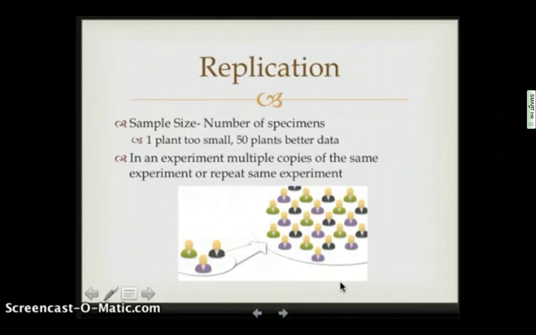In addition to keeping things constant, in science we also need to be able to replicate the experiment to prove that it is accurate or valid. One of the ways we do this is by having a large sample size. A sample size is the number of specimens used in the experiment. One plant for each group would be way too small. Something could easily happen to one plant that could kill it and give us inaccurate data. So instead, we use multiple plants, something like 50 plants or 100 plants. In an experiment, multiple copies of the same experiment or repeating the same exact experiment is what gives us the validity or accuracy of the experiment.